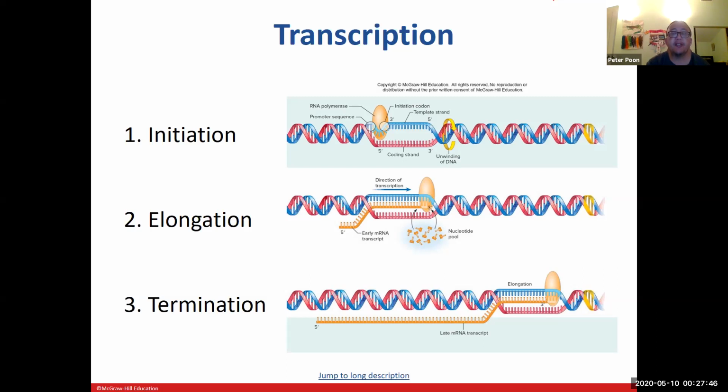Transcription consists of 3 parts. Initiation, how to start. So any process really consists of these 3 parts: how to start, how to continue, and how to stop. Initiation, how to start. Elongation, how to continue from the initiation, and then you keep repeating until you reach the end, and that's termination. How do you stop?